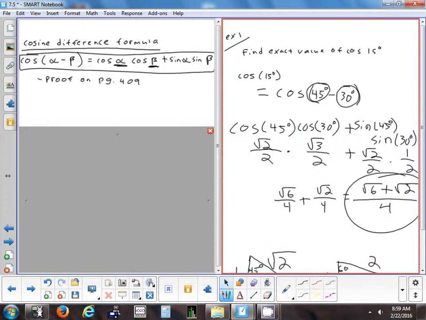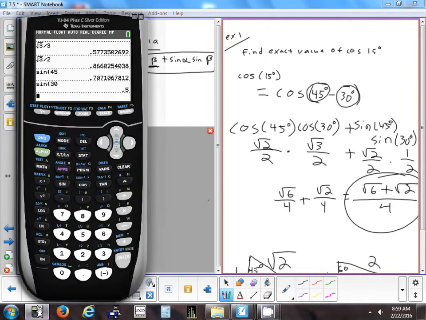Right, and that's it. That's our answer. Okay. So what we can do to easily check it, just type in cosine 15. Now type this in. Make sure they come out the same. Okay, we've got square root of 6 plus square root of 2, and then divide by 4. Comes out the same. Right, so what this formula does is it gives us a way to find the exact answer for any angle that's a multiple of 15.